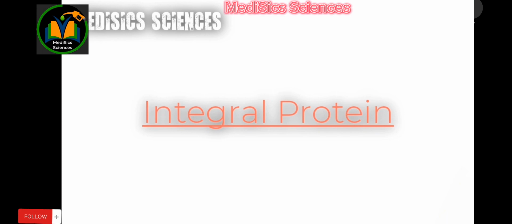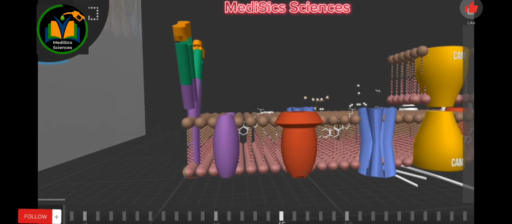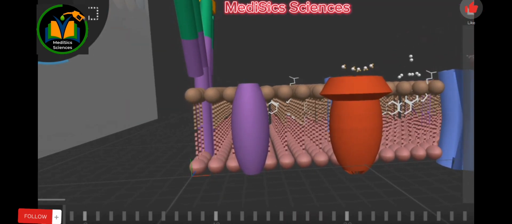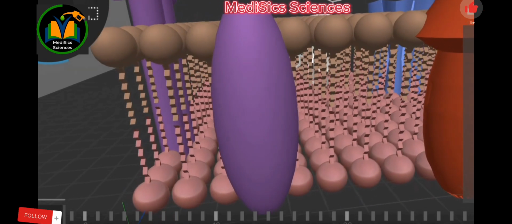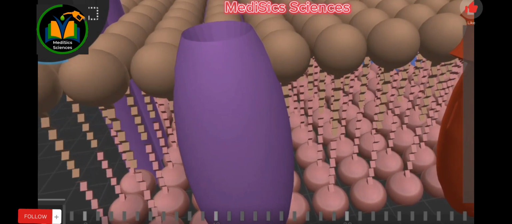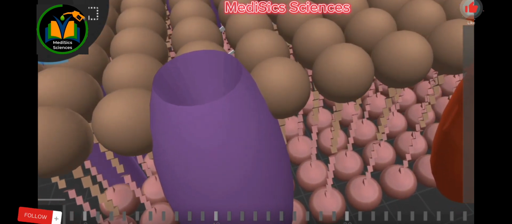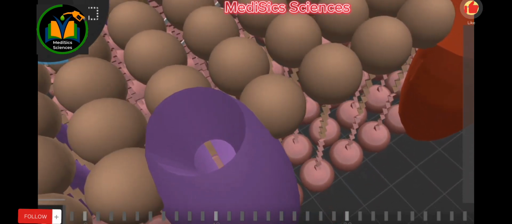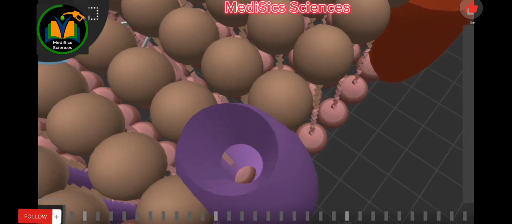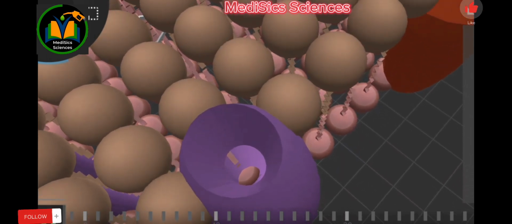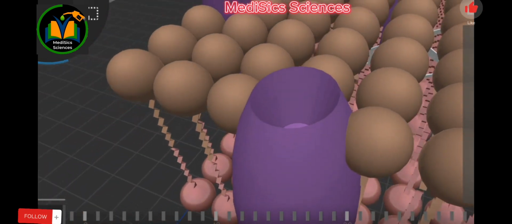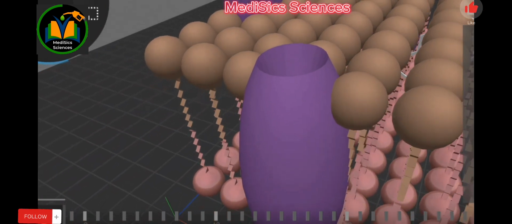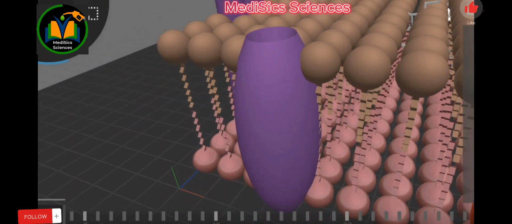Now the integral protein. Integral proteins are channel proteins, carrier proteins, enzymes, receptor proteins, antigens, linker proteins, etc. Channel protein allows the passage of specific molecules through it. The examples are sodium channels, potassium channels, calcium channels, chloride channels, and lipoproteins.